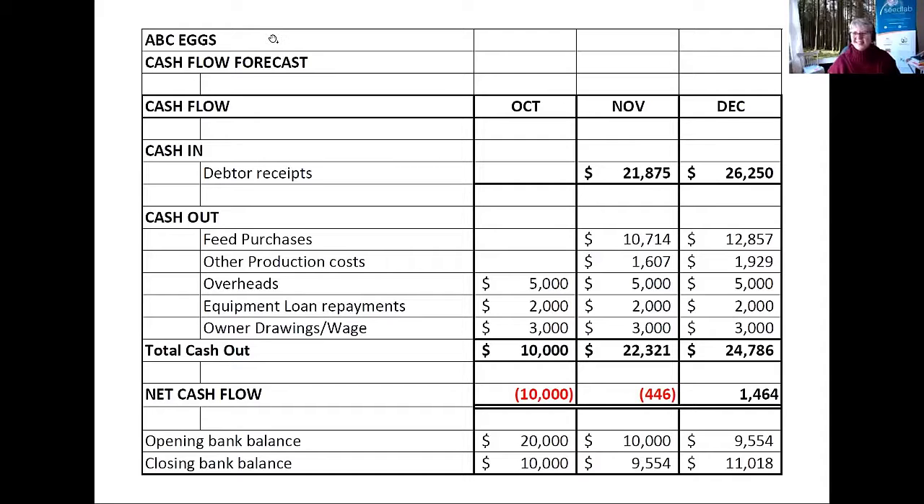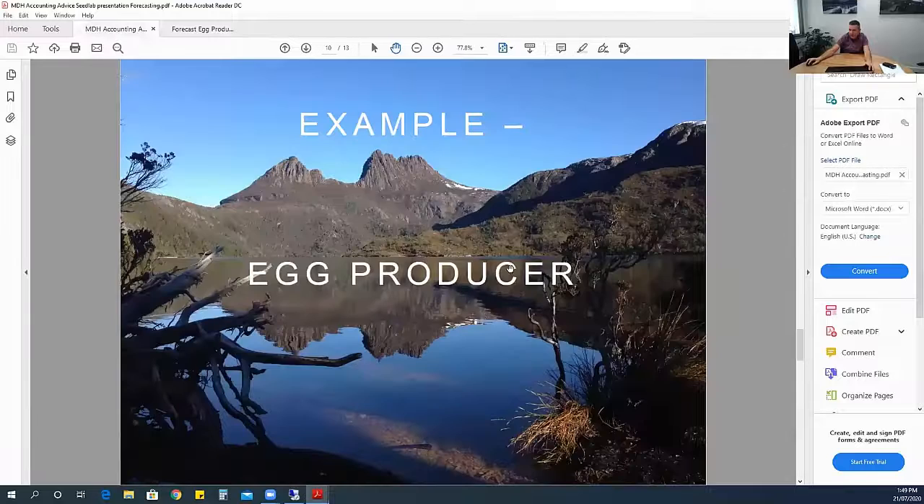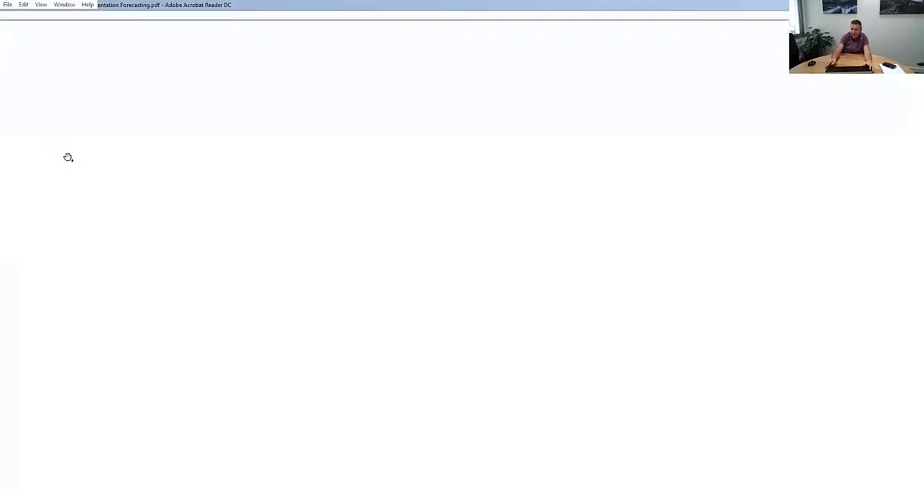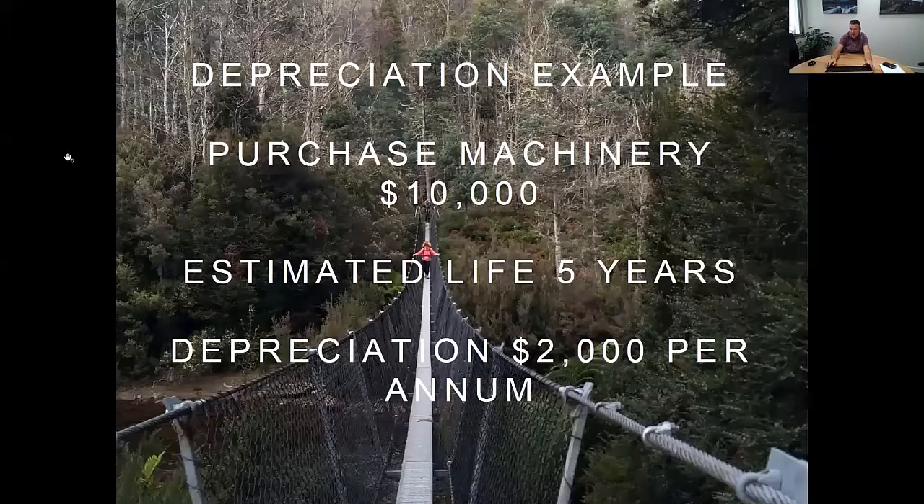All right, well, I'll pause it and go back to the other slides. So that's an example, maybe real life, maybe not, and there are no questions on that. I'll just quickly go across to depreciation. That was another question from the group last time, from memory.